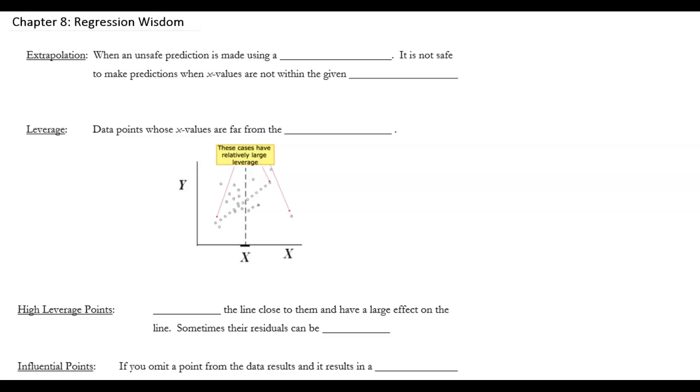Okay, so what we're looking at for these notes, chapter 8, is regression wisdom. We are just kind of going back and getting a little smarter and understanding what can happen with linear regression. And so the first thing, let's just highlight our vocabulary.